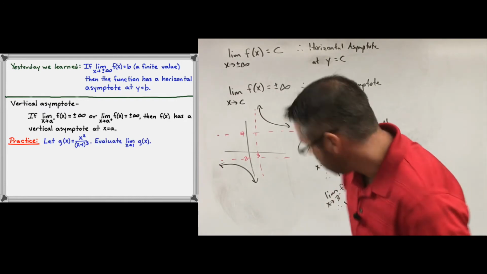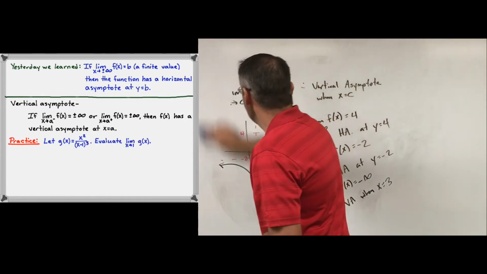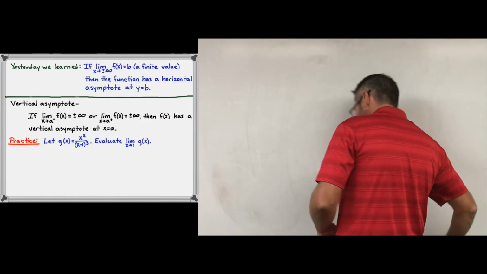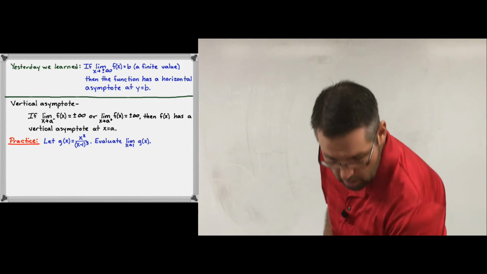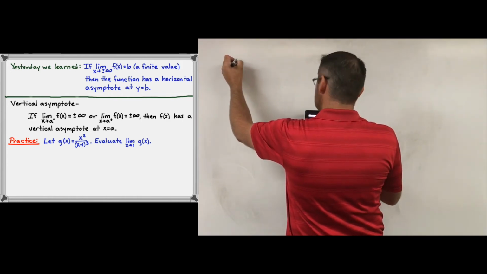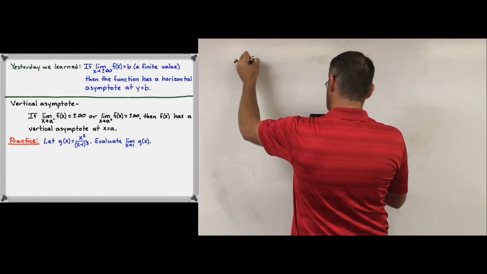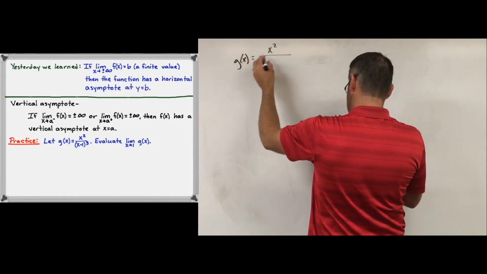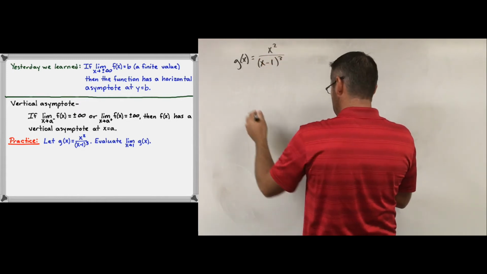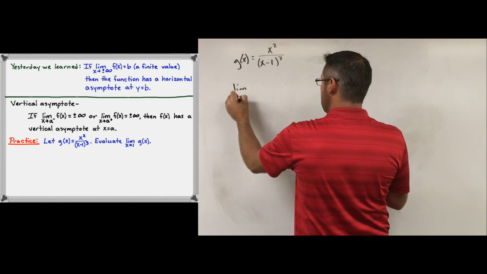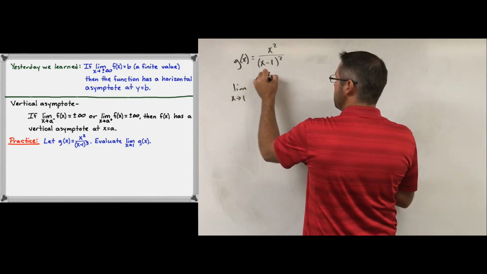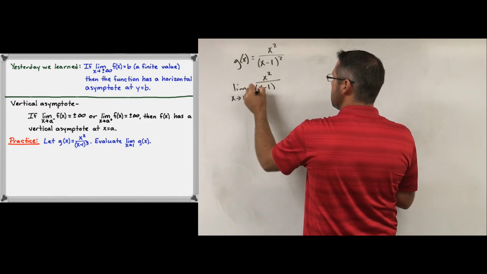Now, let's go ahead and take a look at a practice problem where this will be played out. So first of all, we're just looking to evaluate the limit as x approaches 1. So we have g of x is equal to x squared over x minus 1 cubed. And we are looking for the limit as x approaches 1 of g of x. So I'm going to write the function out just so that it's easier for me to see.